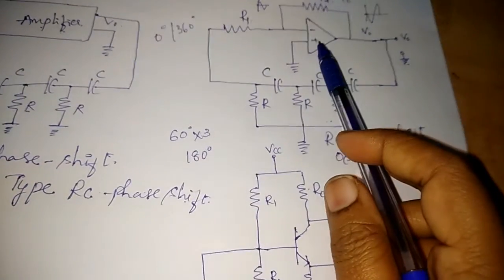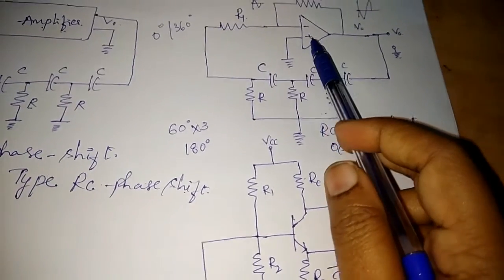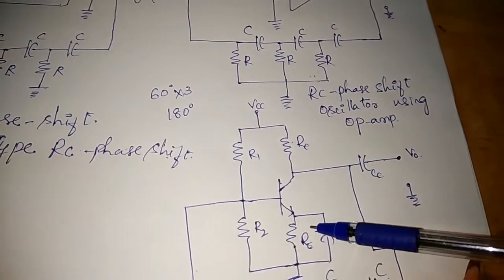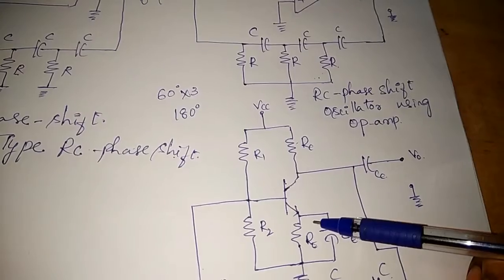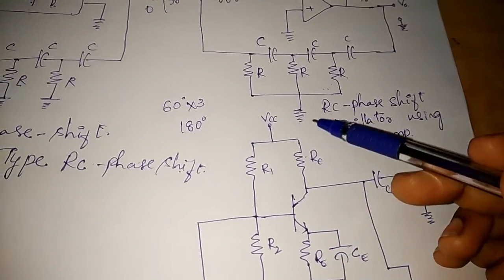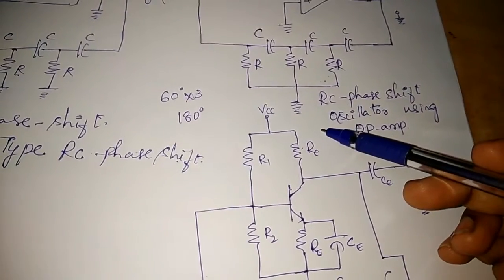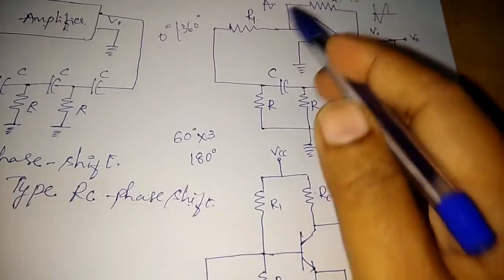And as I said, the inverting op-amp is inverting, so it provides a 180 degree phase shift. Here also the transistor is an inverting one, so it will give you 180 degree phase shift. So this meets the requirement for oscillations, that is a 360 or 0 degree phase shift around the loop.